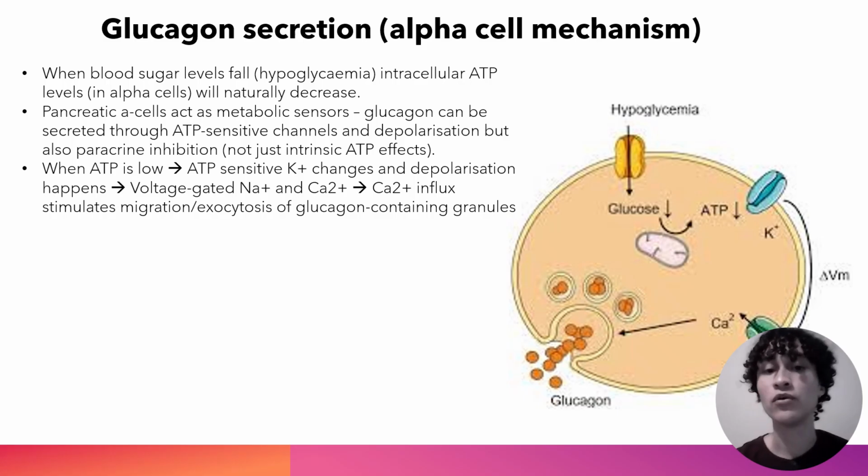And of course, these alpha cells in the islets of Langerhans can also detect amino acid concentrations in the blood as well. So first of all, I'm going to talk about how glucagon is secreted through this direct sensing of blood glucose levels, and then we're going to talk about paracrine inhibition, which plays a really big role in glucagon secretion as well.